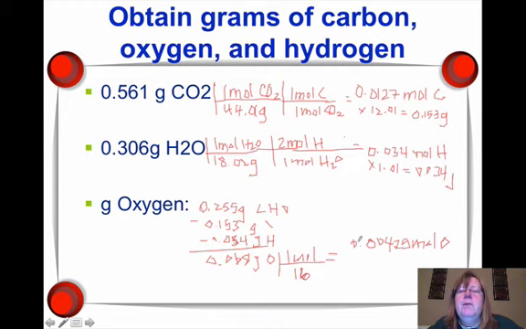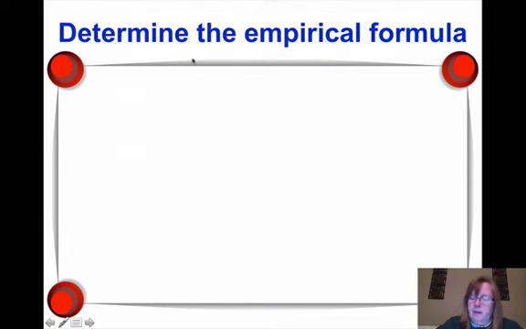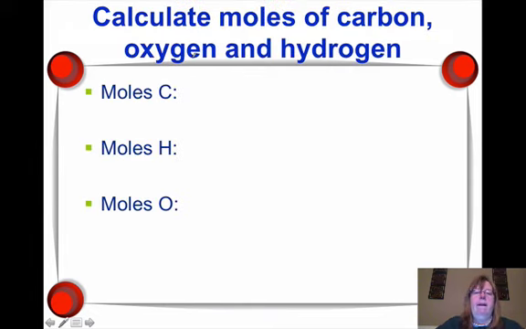So what are we going to do now? We got moles of them all. What are we going to do? We're going to divide by the smallest number of moles. And so our moles of carbon, again, was 0.0127. Our moles of hydrogen was 0.034, and our moles of oxygen was 0.00425. The smallest number is oxygen, and so we divide everything by the smallest number.